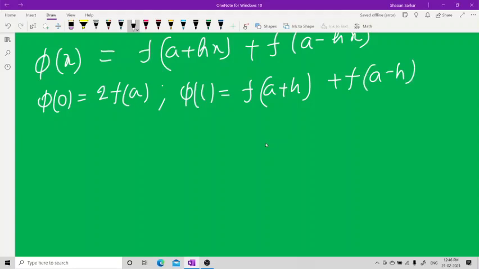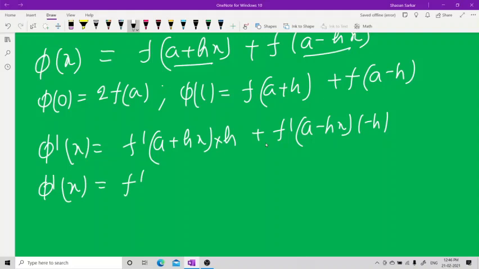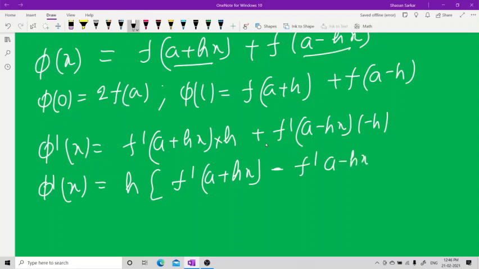Now phi dash x is f dash(a + hx), and then differentiate this much part with respect to x, which gives h. Now plus f dash(a - hx), differentiate this much, which gives minus h. So phi dash x is equal to f dash, you take h common, f dash(a + hx) minus f dash(a - hx).